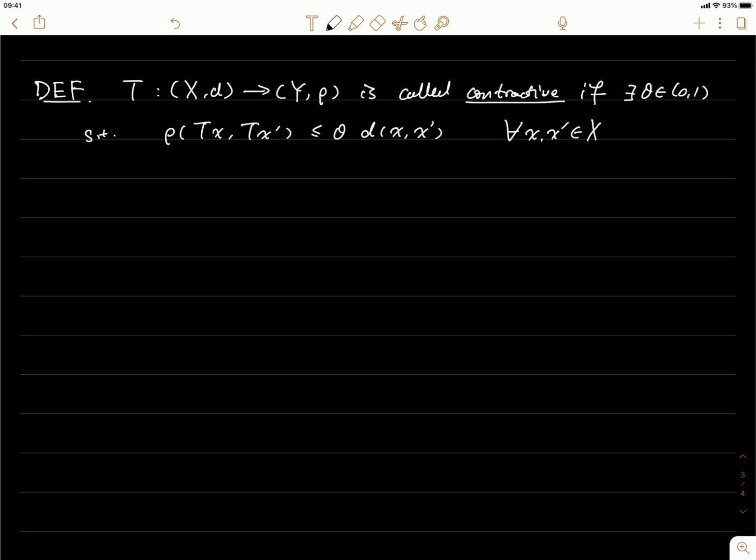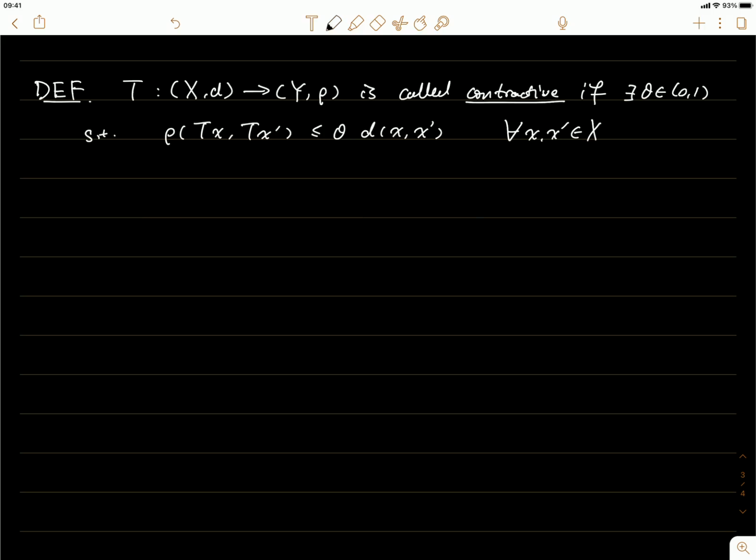And it is very easy to show that a contractive mapping is continuous. The reason is, if you can show that x_k converges to x, which means the distance between the two goes to 0, then you multiply by theta, and the distance between T x_k and T x is less than or equal to that. So this also converges to 0, and that means T x_k converges to T x. So if the mapping is contractive, then it must be continuous as well. It's very strong. The contraction is a very strong property.